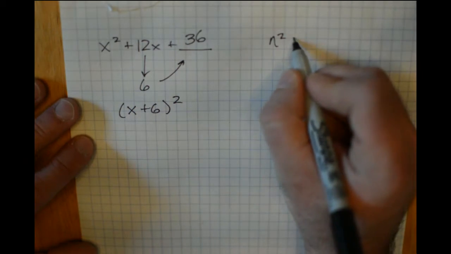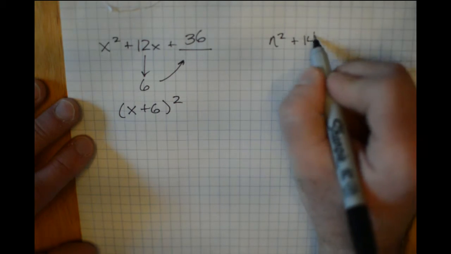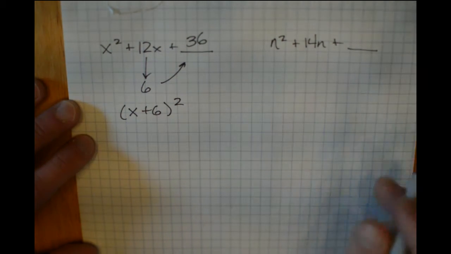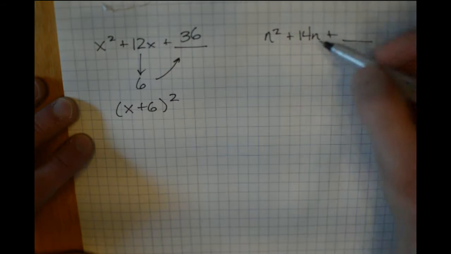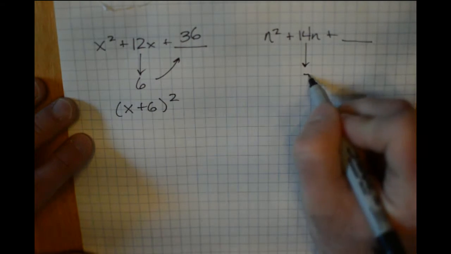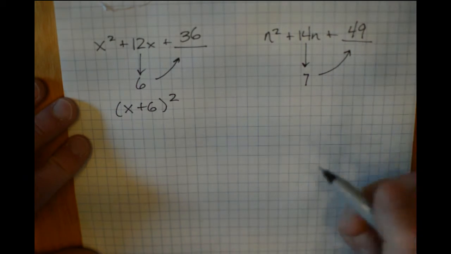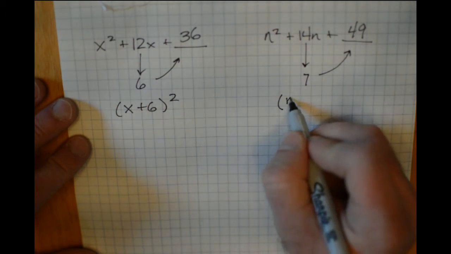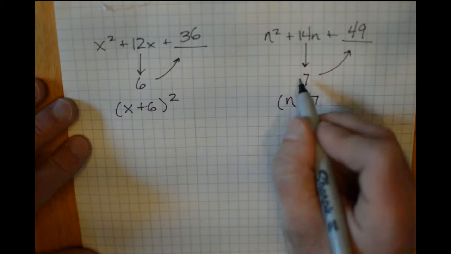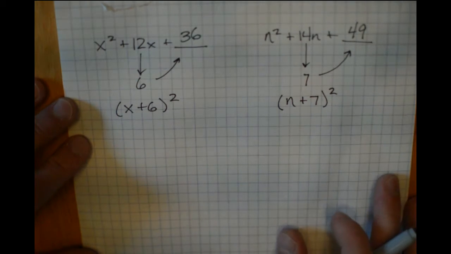We've got n squared plus 14n plus something. What will make this a perfect square? Take that b term, divide it by 2, get 7, square that, you get 49. Now it's a perfect square trinomial. It's going to factor to n plus 7 squared.